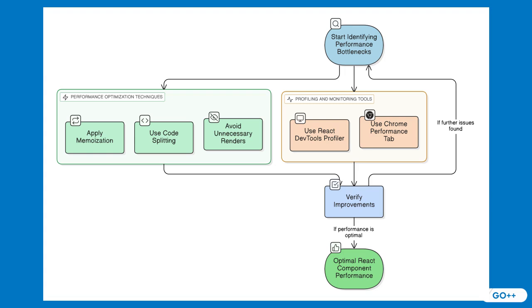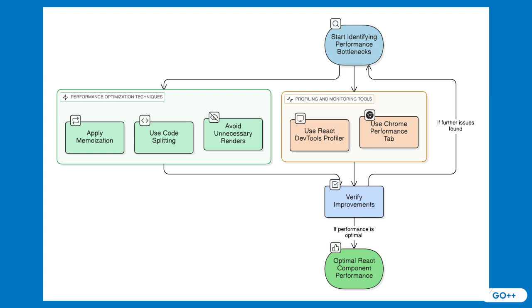When we delve into the terminology, pure components are like pure functions in mathematics. They return the same output for the same input, which helps prevent unnecessary re-renders. Memoization is another powerful technique, akin to taking a snapshot of an expensive calculation. By storing the results of these calculations, the application can quickly retrieve them without recalculating, similar to recalling a formula rather than deriving it each time.